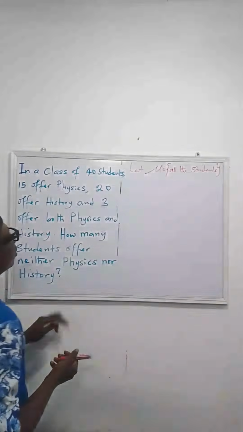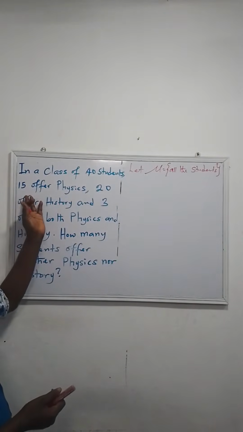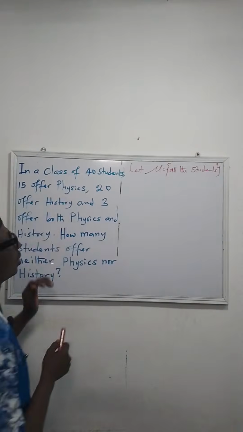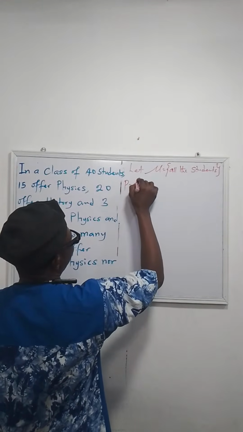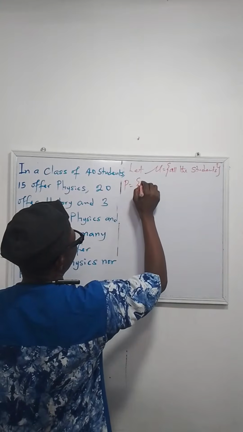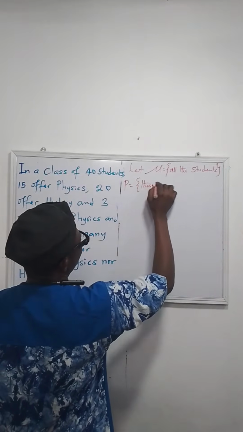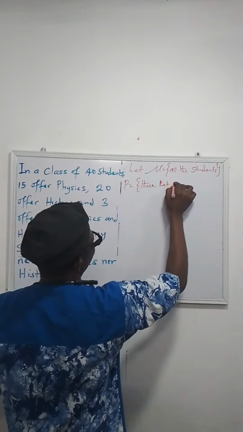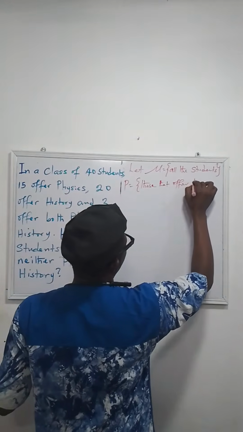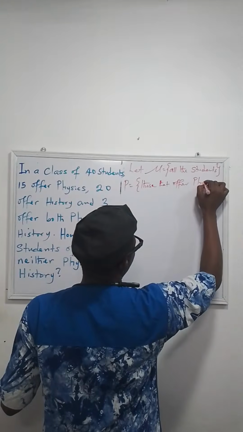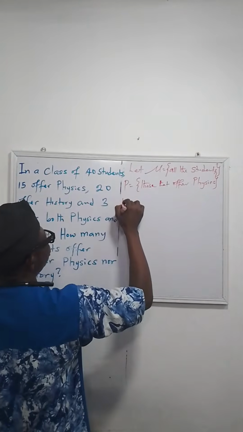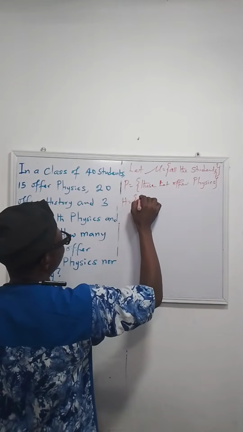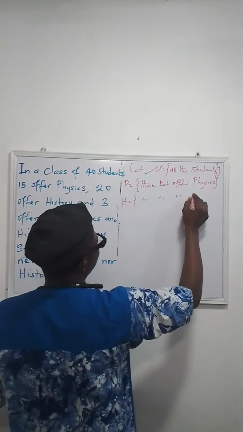All right. So we are told that some offered physics. So we start by saying, let P be the set of those that offer physics. Okay, and H to be the set of those that offer history.